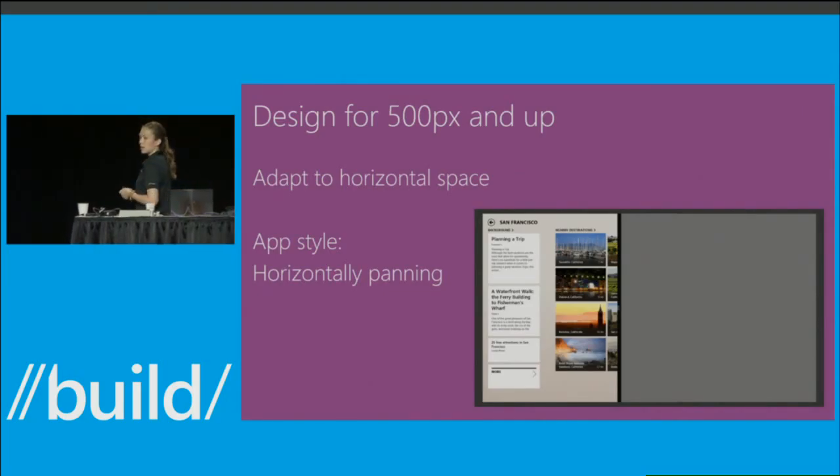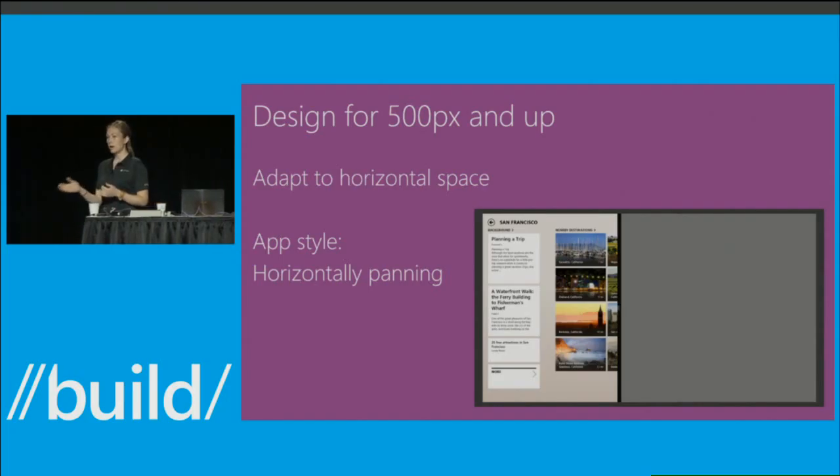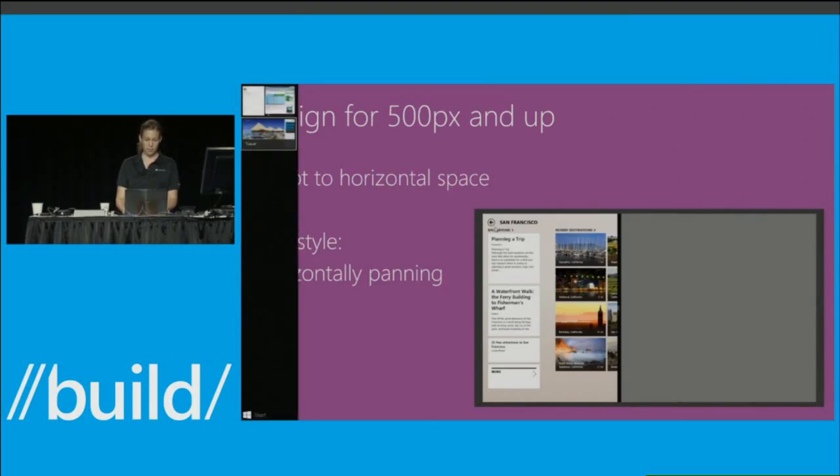So I want to look at a couple examples, some of the design decisions that some apps are making in Box. So first of all, adapting to horizontal space. If you are a horizontally panning app, you're somewhat used to this already and can really rely on horizontally panning down to 500 pixels. So let's look at the travel app.